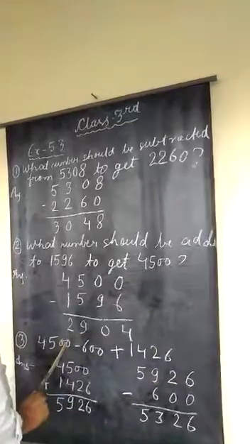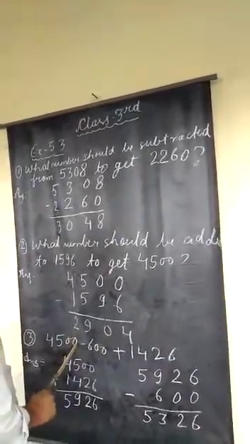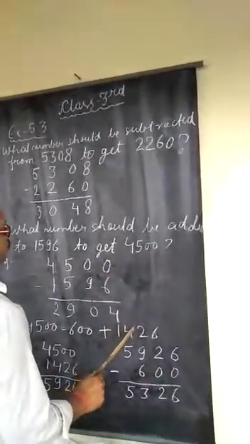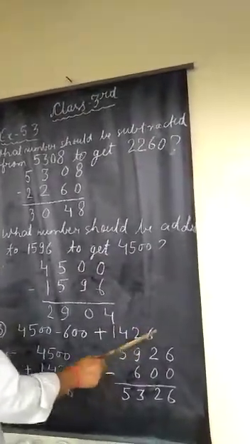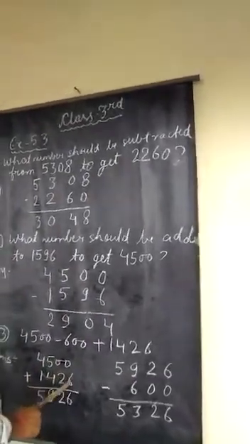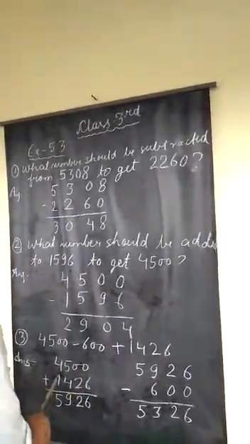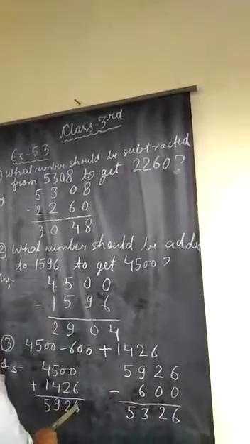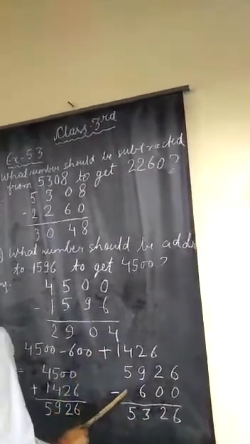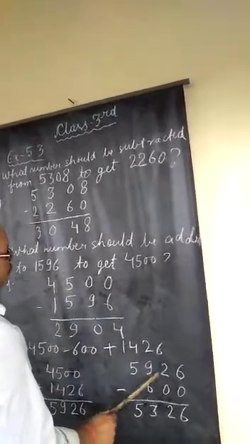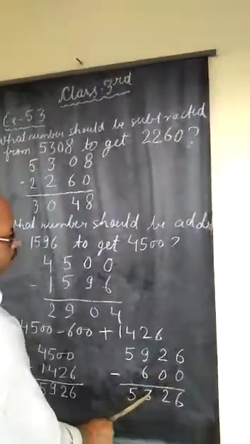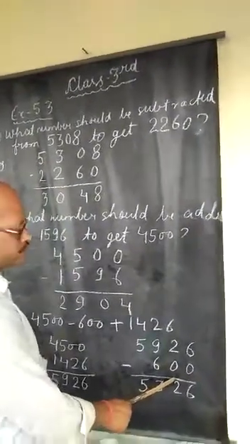Here the sign of 4500 is positive, and the sign of 1426 is positive, so we add 4500 and 1426, we get 5926. When we subtract the negatively signed 600 from 5926, we get 5326. That's all.